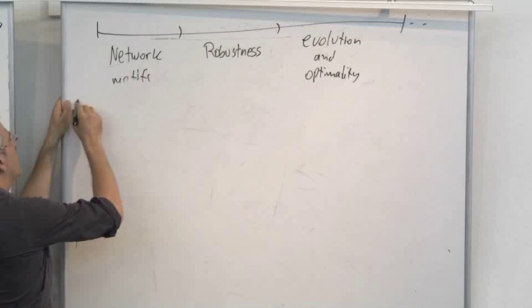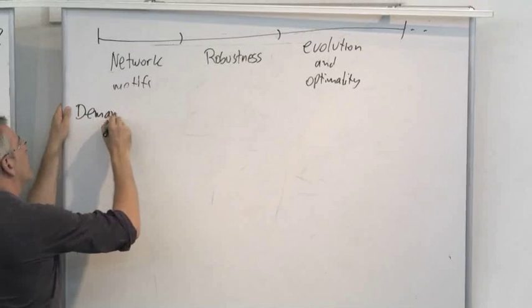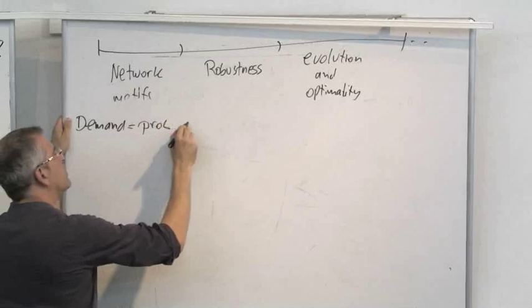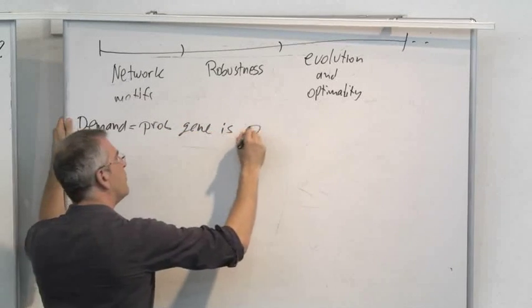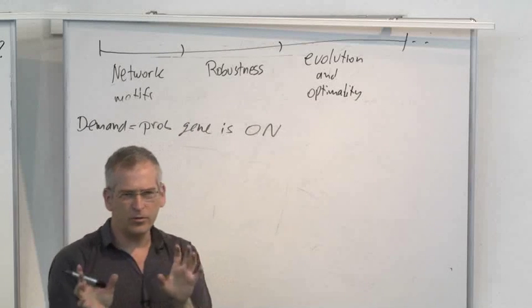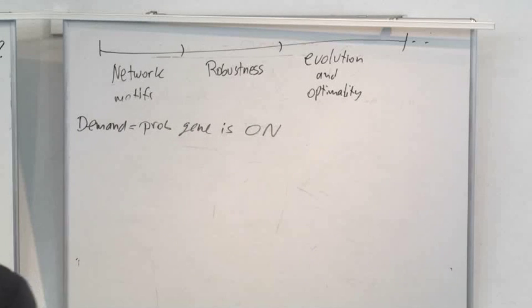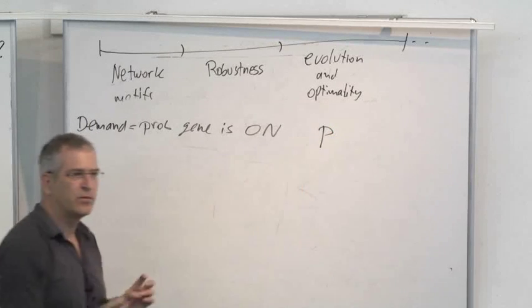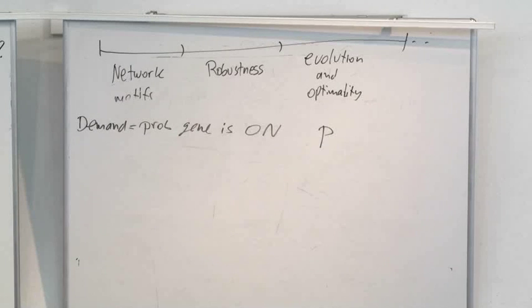We're going to call the demand the probability that the gene is on. It's the fraction of time that the gene is on. I'm going to assume here a gene with two states, on and off, just for simplicity, okay? And P is a number between 0 and 1. This is what fraction of time it's on. That's the demand. P equals 1 is high demand. P equals 0 is low demand. P can be 0.3, 0.7. So it's a continuum, right? Okay.